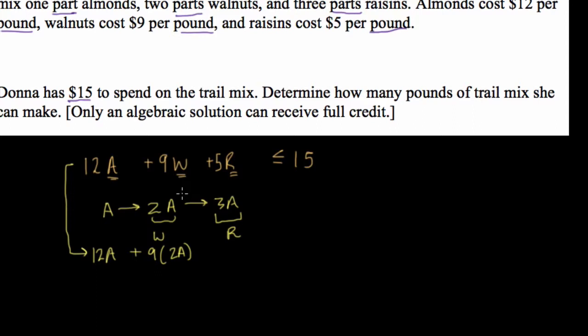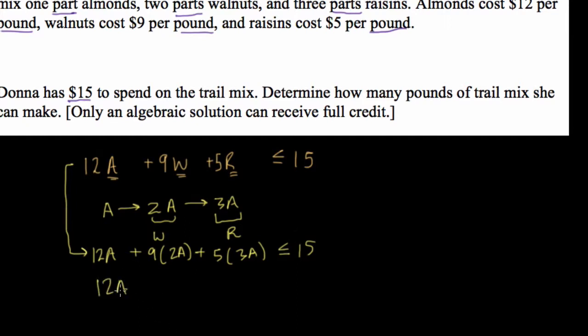So whatever the walnuts are, it's twice the almonds. So W equals 2A, we can substitute. And then 5R, well, instead of 5 times the raisins, it's 5 times 3A, because the amount of raisins would be triple the amount of almonds. And this is all less than or equal to 15. So this is a good problem for substitution, because now instead of 3 variables, we have 1.